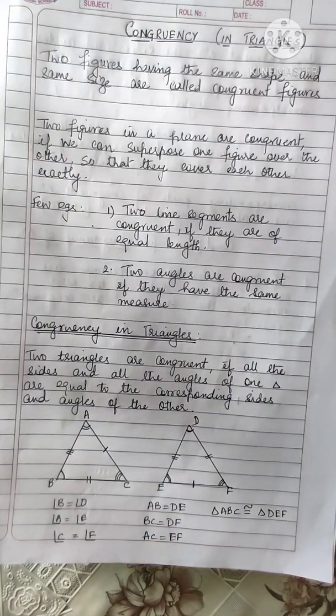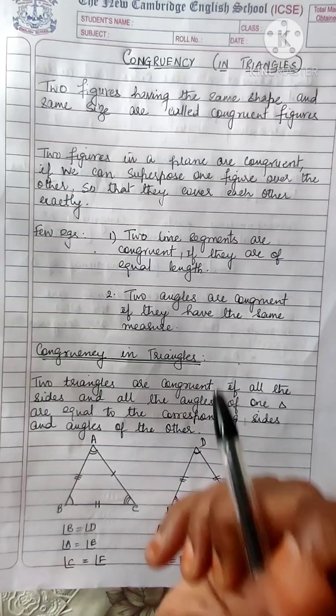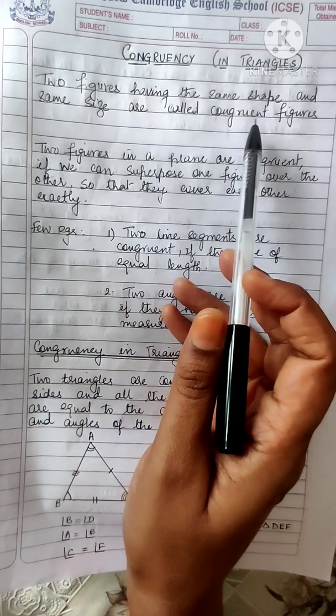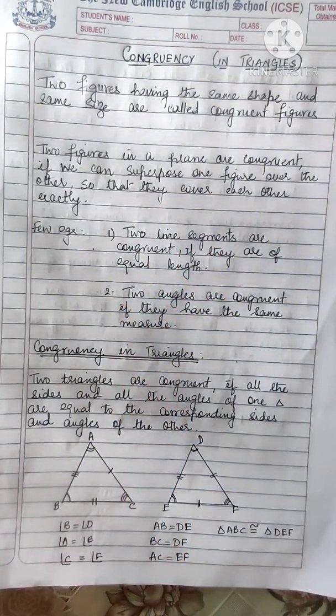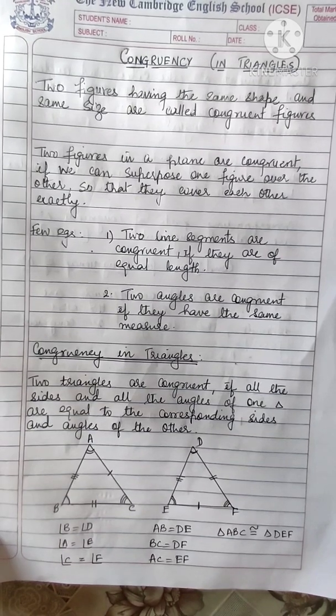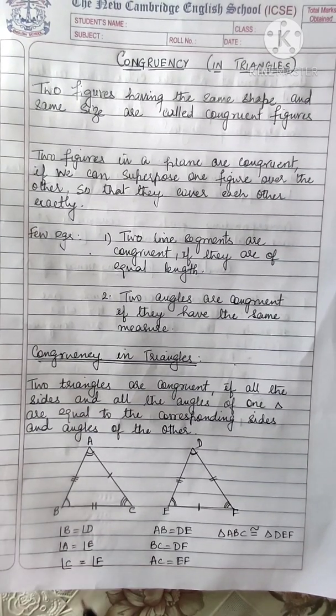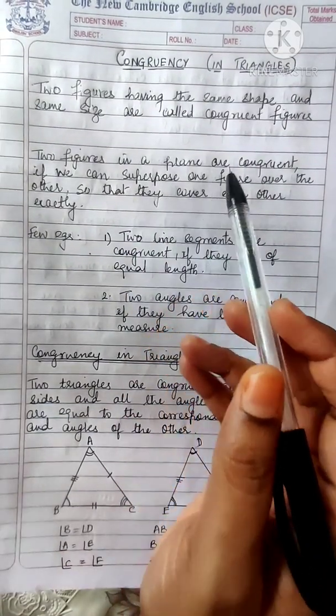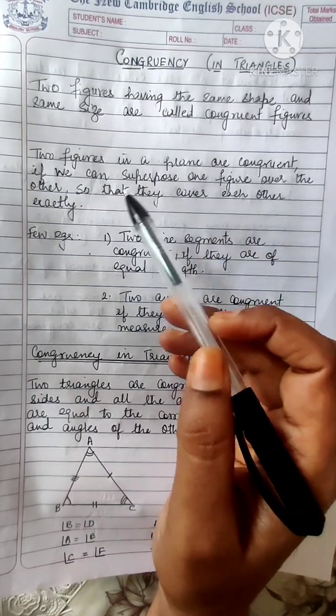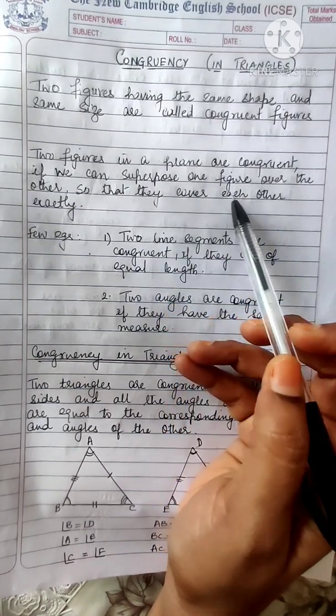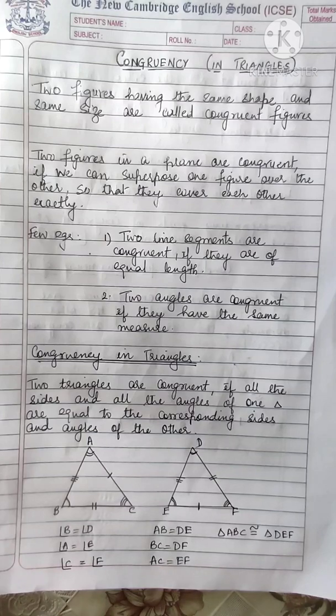So, what do you mean by congruency? That is, two figures having the same shape and same size are called congruent figures. And two figures in a plane are congruent if we can superpose one figure over the other so that they cover each other exactly. Now I can show you one example.